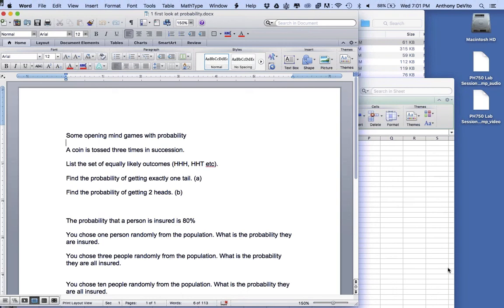So for instance, if I flip a coin, there's only two things that can happen. It can come up heads or it can come up tails. So the probability on any given toss of a coin that it's going to come up heads is going to be 50%.